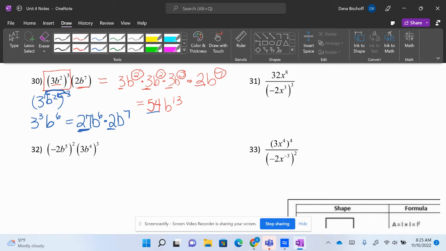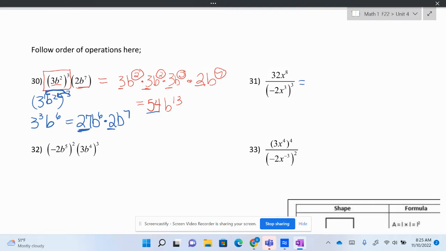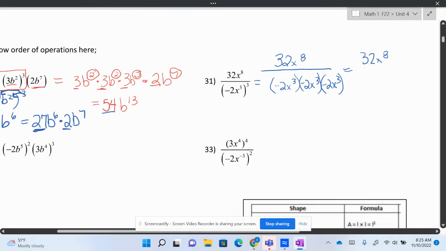So for number 31, the numerator doesn't change at all for this first step, 32x to the 8th, but the denominator is really negative 2x cubed to the power of 3, right? So that means times negative 2x cubed times negative 2x cubed. That's what's going on there. So I'm going to keep the 32x to the 8th in the numerator.